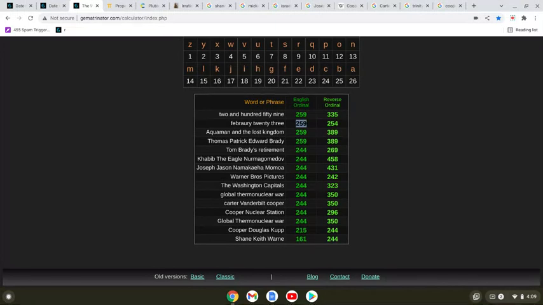Now here's where it gets good, right? Because we're going to tie in a movie that's coming up, a movie that's tied to the Trinity test, and I'll show you how. First of all, remember that Trinity means three. But I want to bring up Warner Brothers Pictures, guys. It equals 244 in the same cipher as all these other 244s.